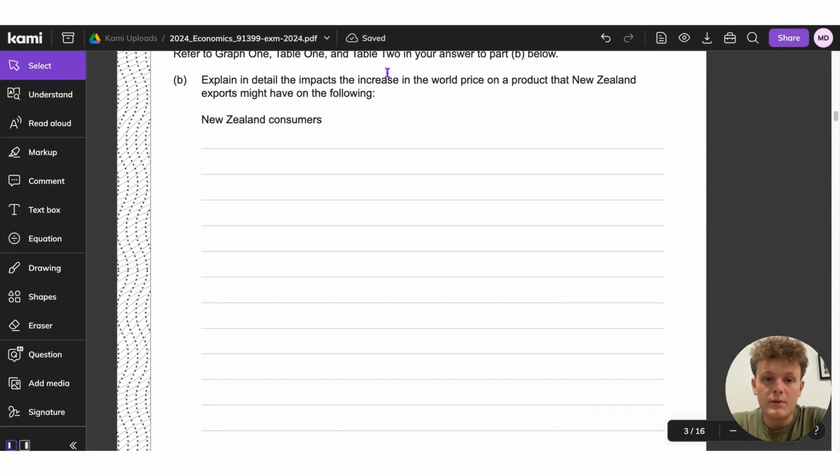Refer to graph 1 and table 1 and table 2 in your answer and explain in detail the impacts of the increase in the world price on a product that New Zealand exports might have on the following: New Zealand consumers.